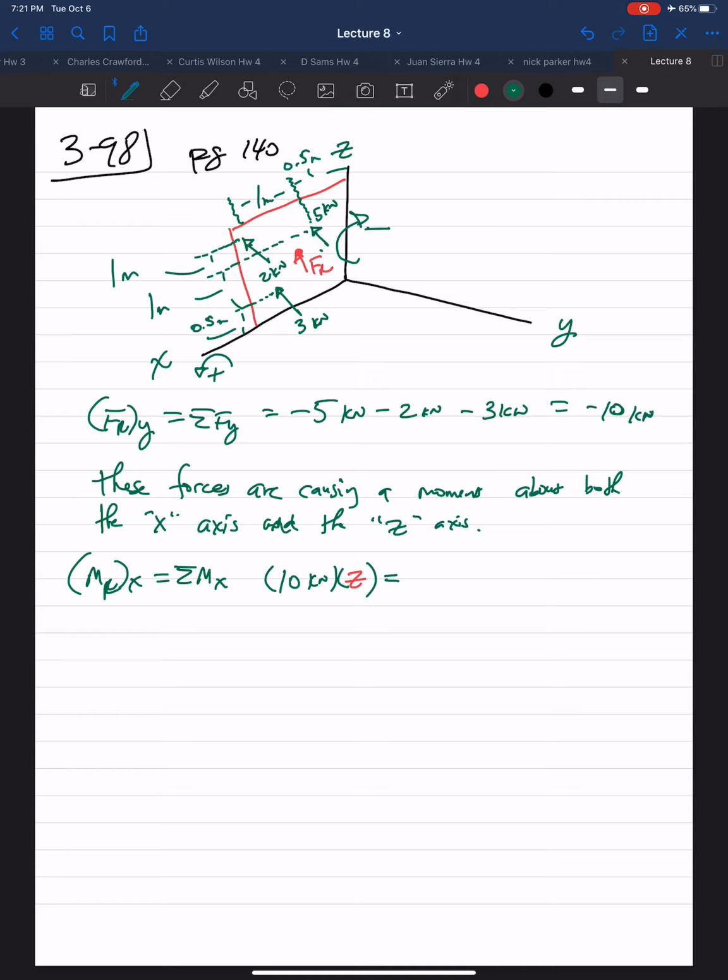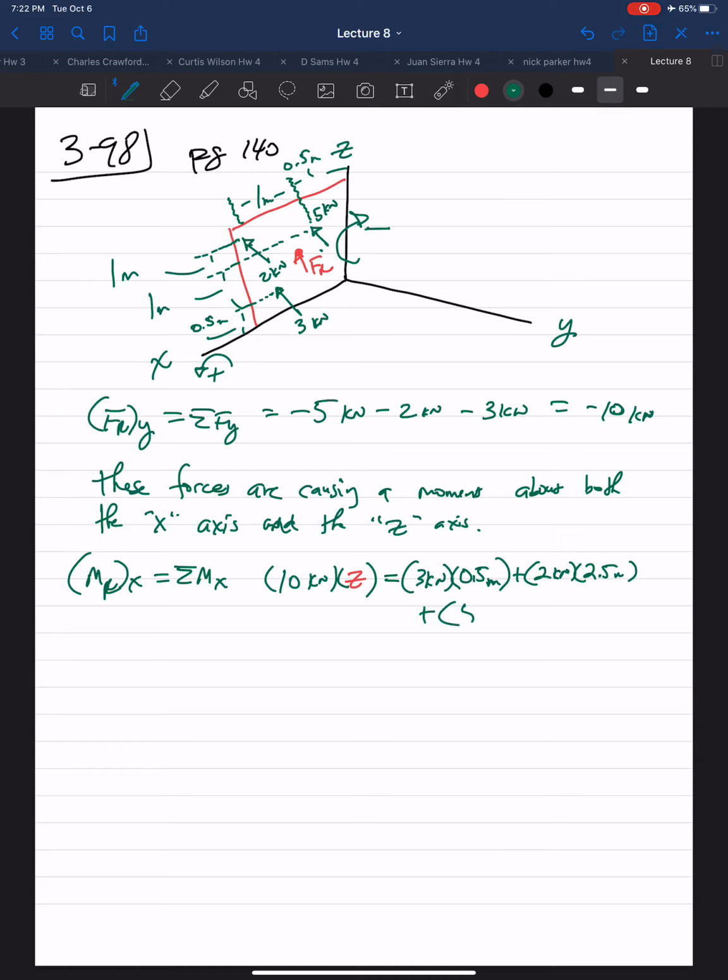So now we have to determine the individual moments caused by the individual forces about the x-axis. With a 3 kilonewton force, once again, all these are positive about the x-axis. What's the perpendicular distance from the 3 kilonewton force to the x-axis? That's 0.5 meters. Plus the 2 kilonewton force, the perpendicular distance is the 0.5 meters plus the 1 meter plus the 1 meter, so it's 2.5 meters.